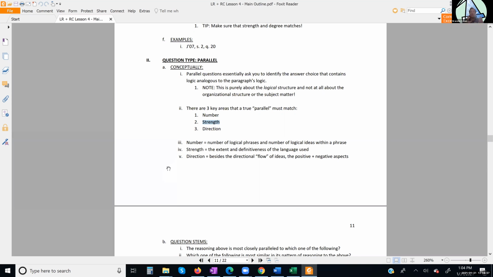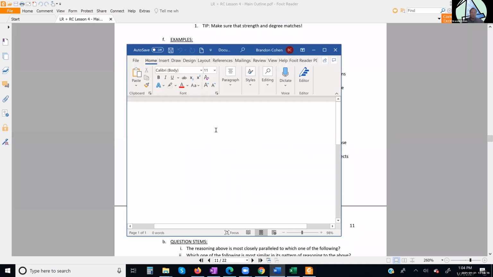Now, something else with strength is it does have to match in its location. What I mean by that is if I said, anyone who jumps in a pool will get wet. Most people who get wet will need a towel. Brandon jumped in a pool, therefore he is likely to need a towel.